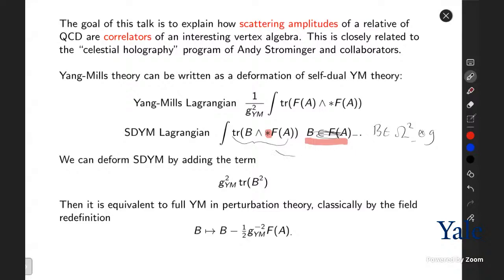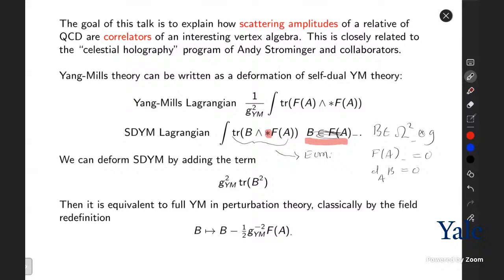If we look at the equations of motion, we vary B to find that the anti-self-dual part of the curvature vanishes. That's the familiar ASD equations. And varying A, we find that B is covariantly constant.